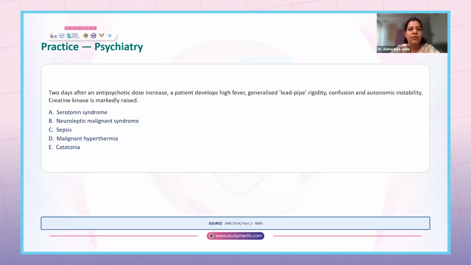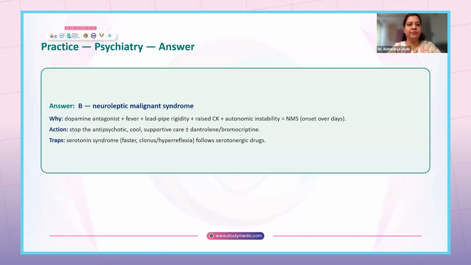Two days after an antipsychotic dose increase, a patient develops high-grade fever, lead-pipe rigidity, confusion, and autonomic instability. Creatine kinase is markedly increased. We know the diagnosis here is neuroleptic malignant syndrome very clearly, but I want to bring a focus on catatonia. What is catatonia? Can somebody answer? Okay, we'll discuss this at the end.